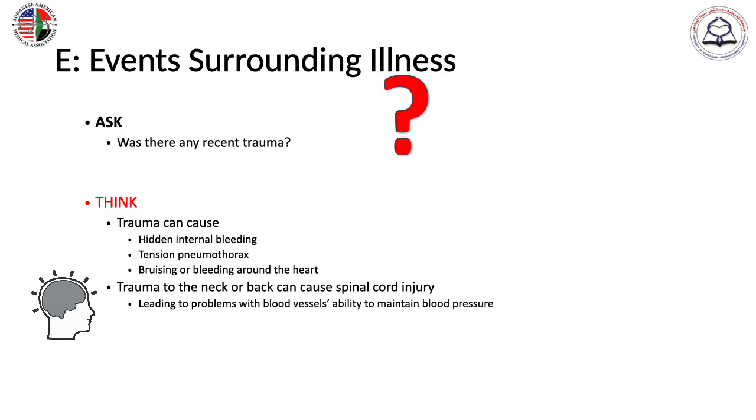Events surrounding current illness. Was there any trauma? Trauma can lead to obvious external bleeding. In addition, it can lead to hidden bleeding in the chest, abdomen, pelvis, and the thigh. These areas can accommodate a large amount of blood and lead to shock. Also, patients with trauma can have tension pneumothorax or pericardial tamponade. Trauma to the neck can compromise the airway, and it can lead to cervical spine injury, which can lead also to shock.